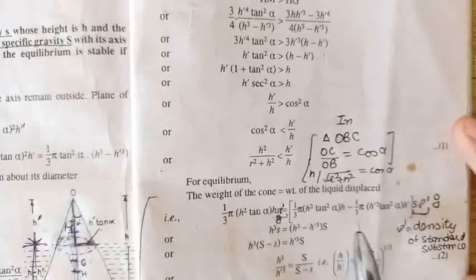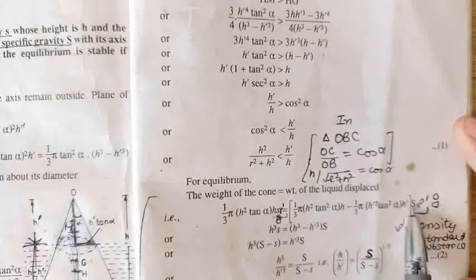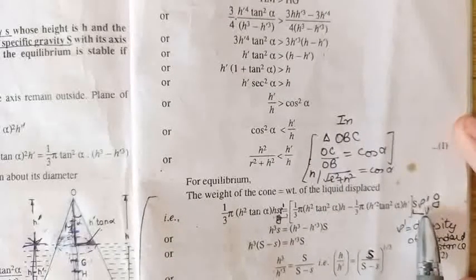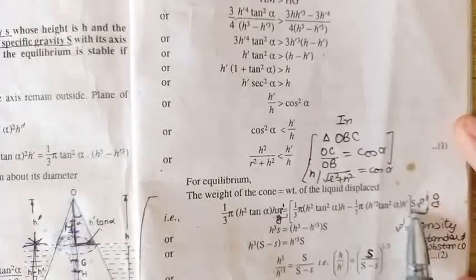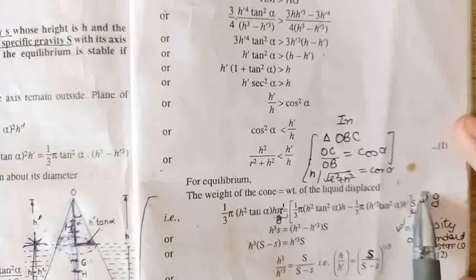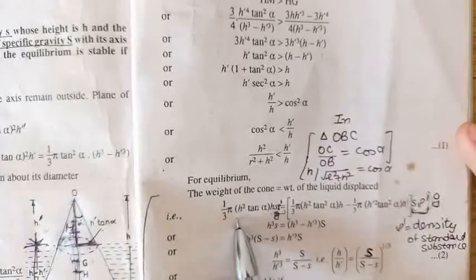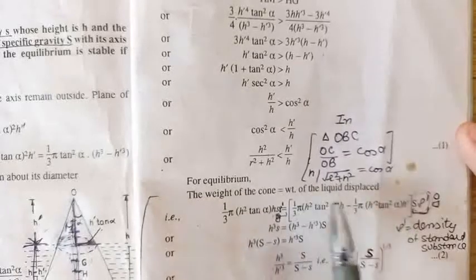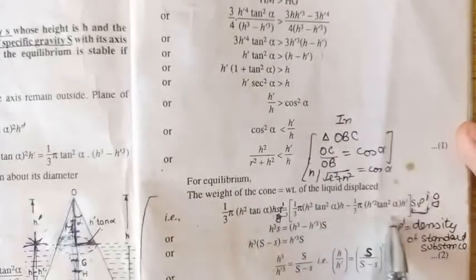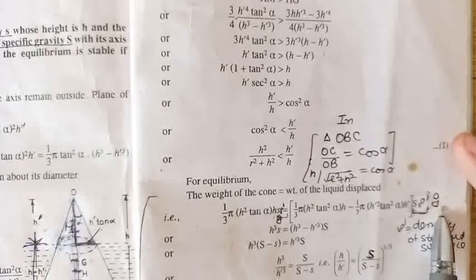In the same way, the density of the liquid will be the specific gravity of the liquid into the density of the standard substance, meaning capital S into rho dash. This is the density of the liquid. Now applying the formulas, weight of the cone means volume of the cone into density of the cone into g. And weight of the liquid displaced means volume of the frustum into the density of the liquid into g.